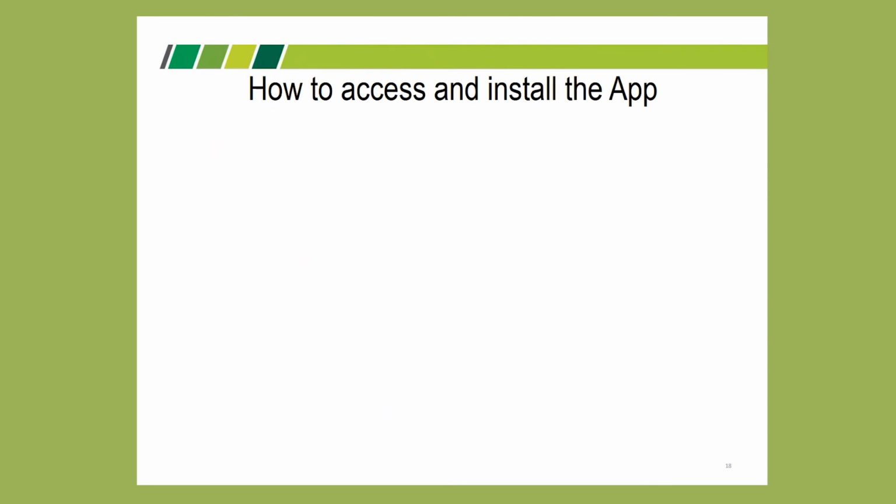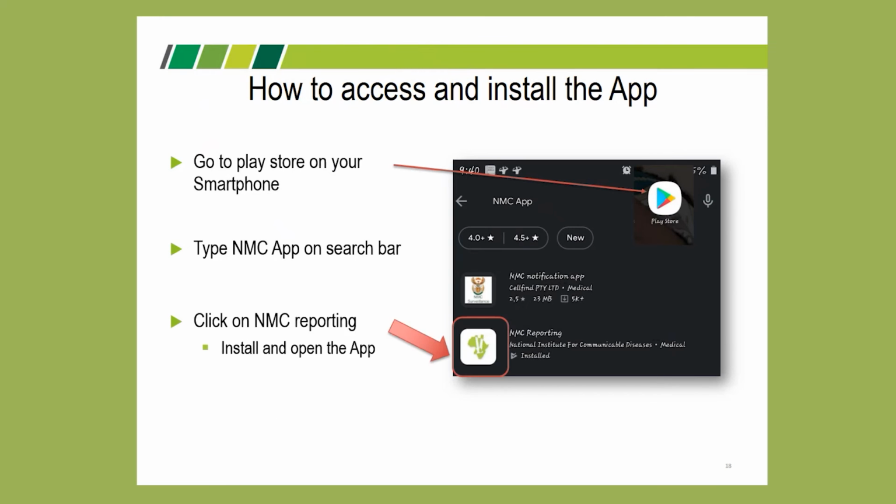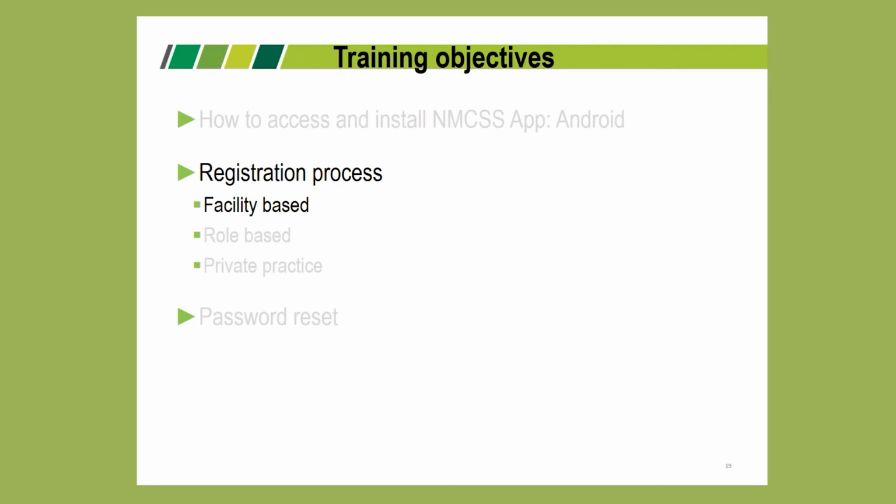How to access and install the app. You go to your Play Store on your smartphone, type NMC app on your search bar. It will be the one at the bottom. Click on NMC reporting and install the app. And once you have it installed, from time to time, just like any other app, it will ask you to do an update. So ensure you have the correct version.